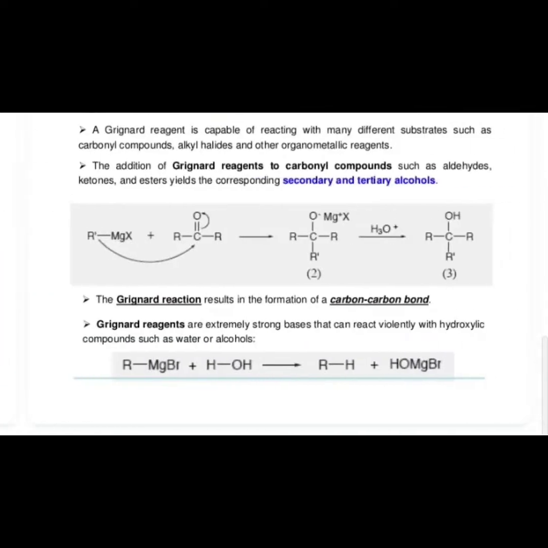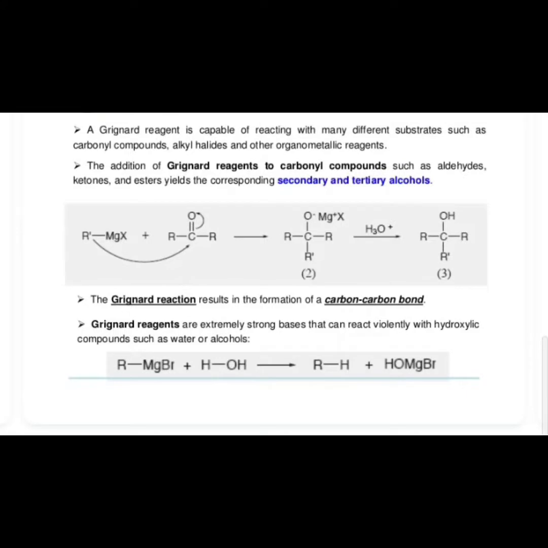Now come to the second slide. In this slide, I have also mentioned some properties of the Grignard reagent. All of you know that it is made up of three entities: the alkyl moiety, magnesium, and halide. It is capable of reacting with many different substrates. The R group has basic character, or you can say it carries a negative charge.